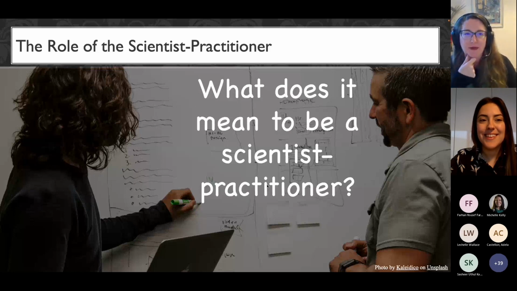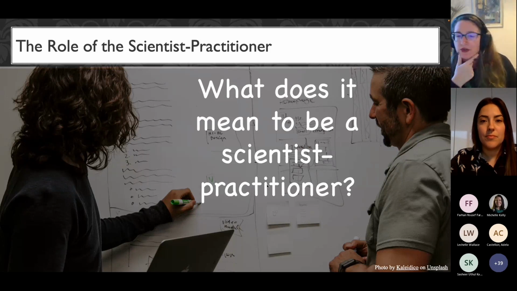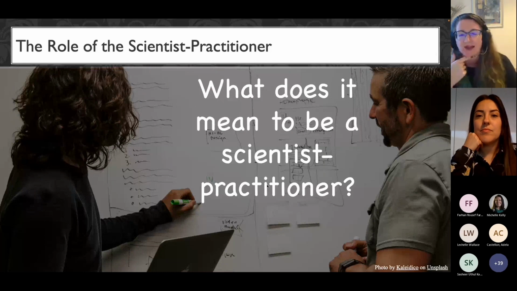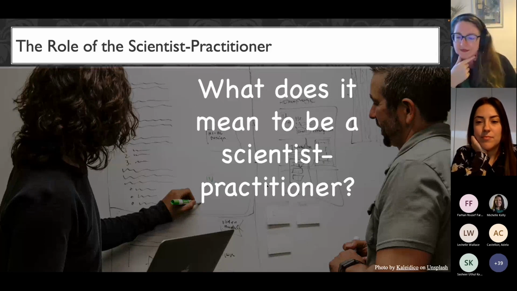Sometimes people outside our field, or who are not familiar with clinical research, think about science and research as happening only in laboratories or in very controlled conditions. Any thoughts on what it means to be a scientist practitioner? It's okay if this terminology is new to you as well.